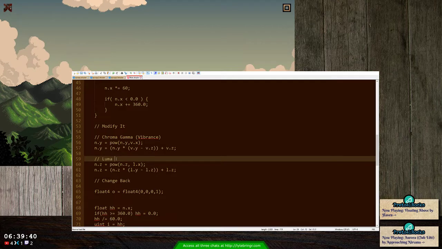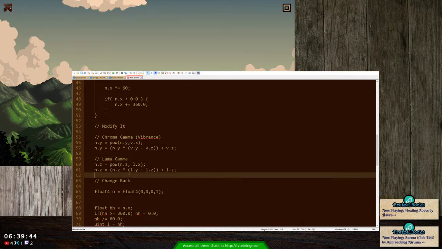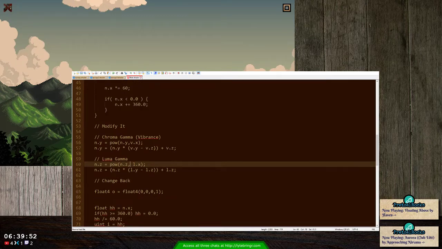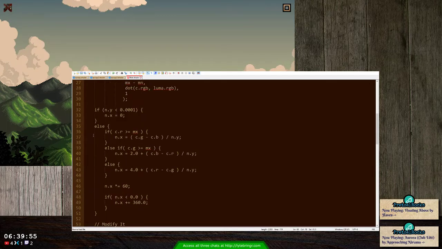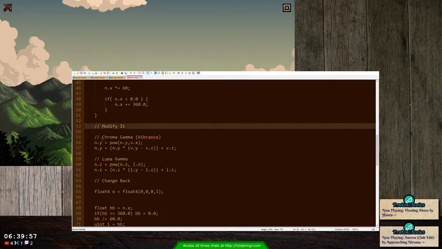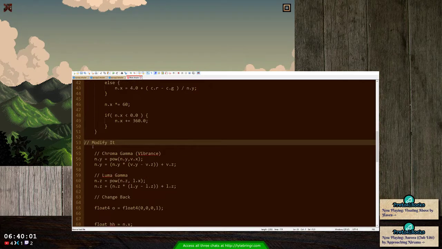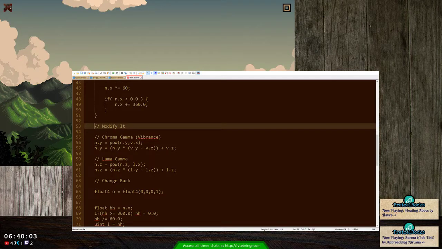And here we have the luma and gamma. Same thing, but instead of the vibrance staying vibrant and the dull being dull, it's bright versus dark. It adjusts the rate at which things get dark. Let's move this back, I guess. I don't know. I don't really like the way this is lining up.